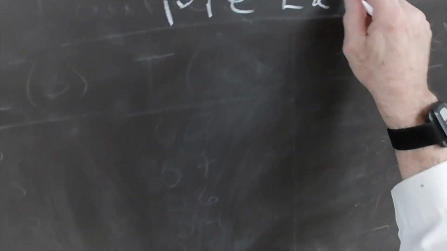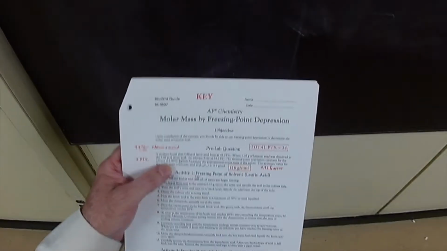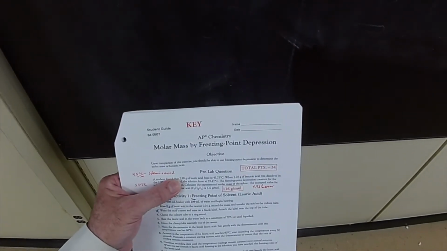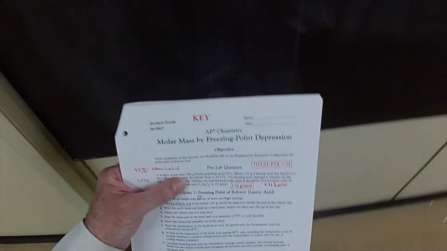Okay, so our pre-lab question is designed to give you experience in doing this calculation. So if you can do the pre-lab, you can do the lab calculations. Okay, what are we given? A student has found that 7.98 grams of lauric acid froze at 43.75 degrees centigrade. So, I take it that lauric acid in this case is going to be our solvent, as in that experiment.